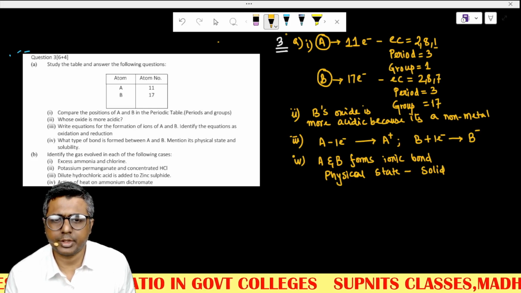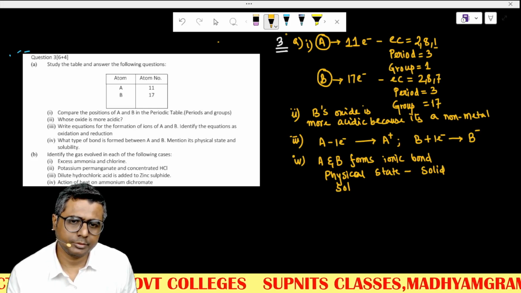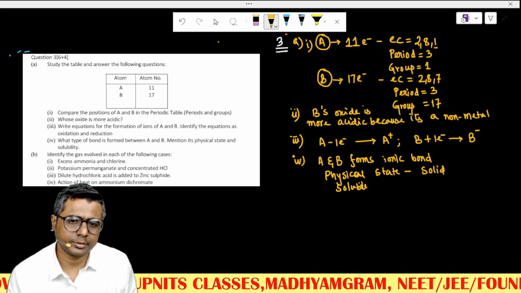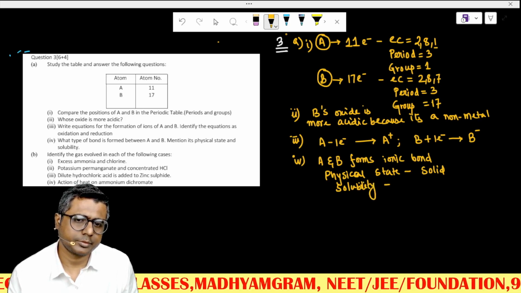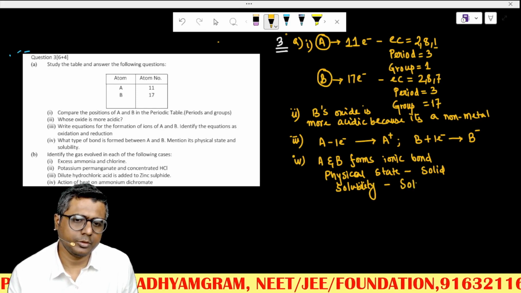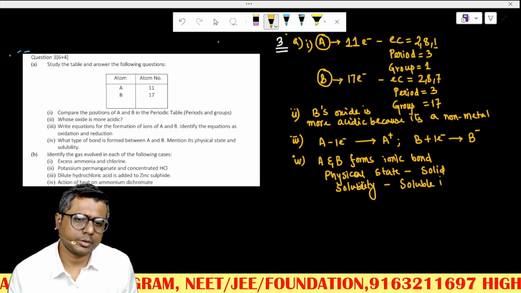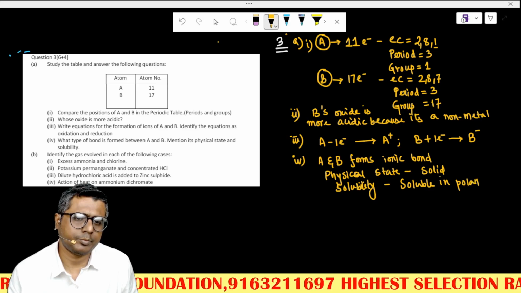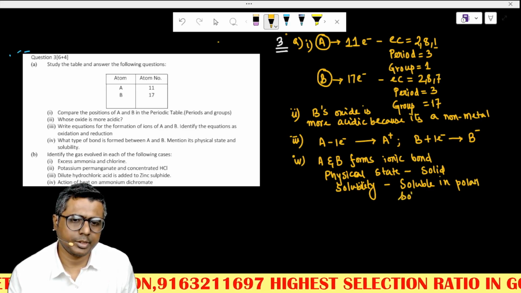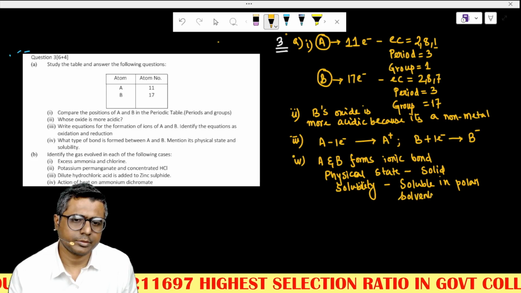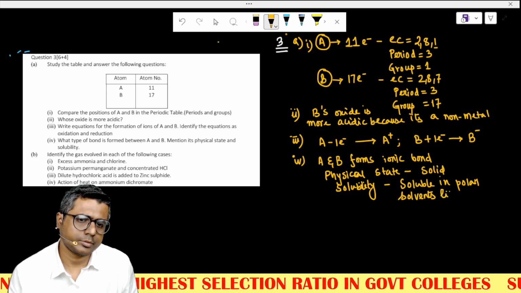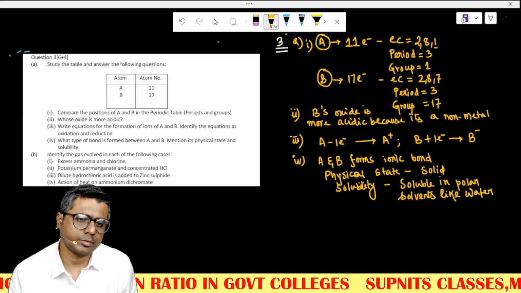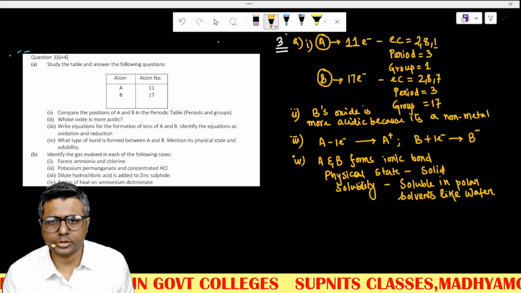Next question is, what about its solubility? You will write, as it is an ionic compound, solubility: soluble in polar solvents like water. Okay, soluble in polar solvents like water.